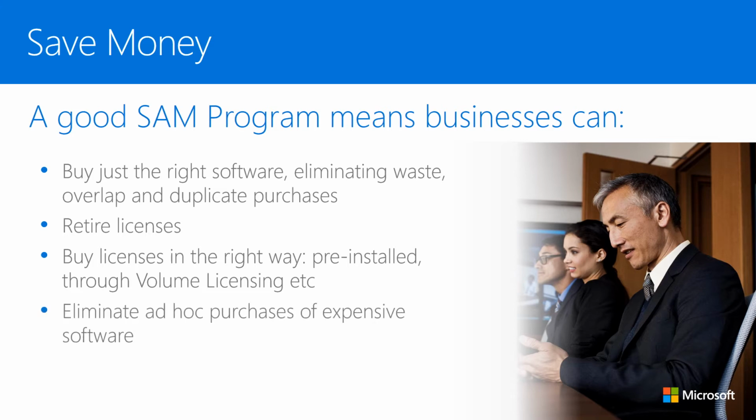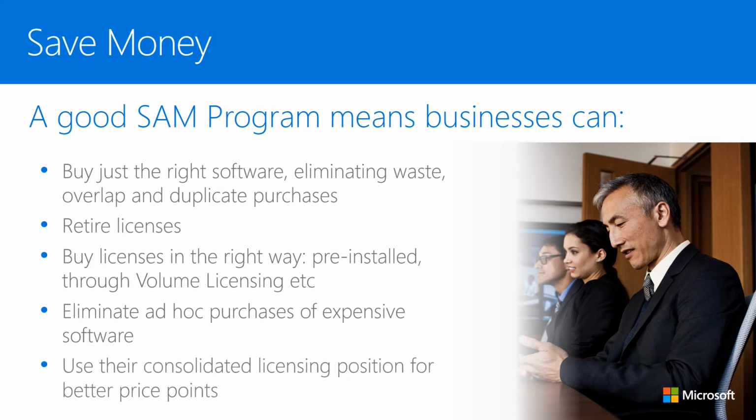Their improved processes will eliminate ad hoc purchases of expensive software and perhaps also prohibit people from buying unauthorized software on their credit card. And stopping ad hoc purchases also, of course, leads to a business having a consolidated licensing position, which will give them an advantage in future negotiations with software resellers to achieve a better price point for their needs. So saving money is clearly a great benefit, but what other benefits are likely to be available for an organisation with a great SAM programme in place?